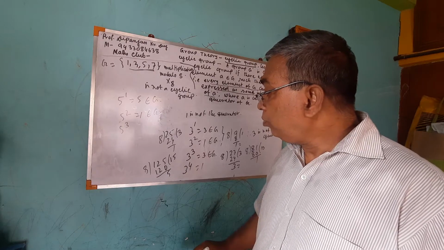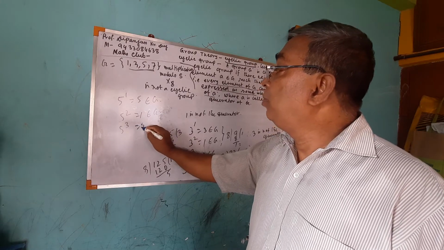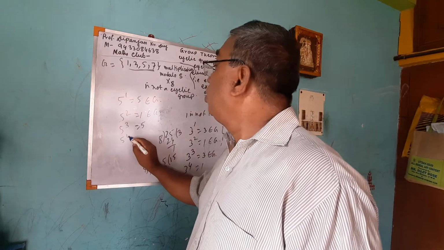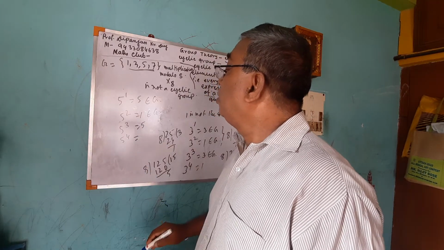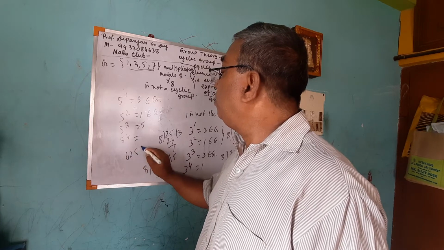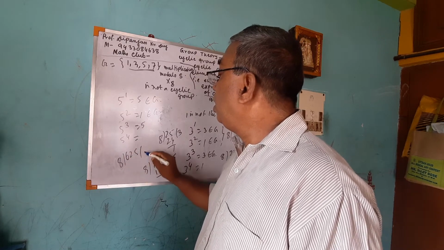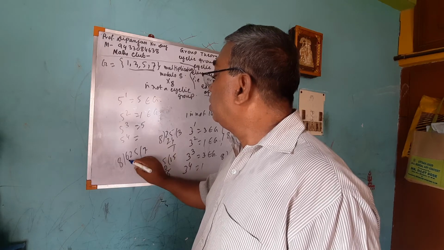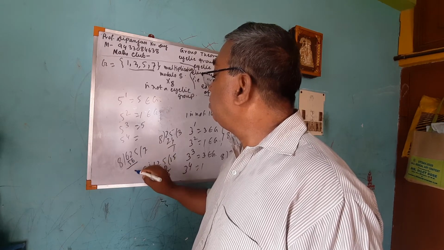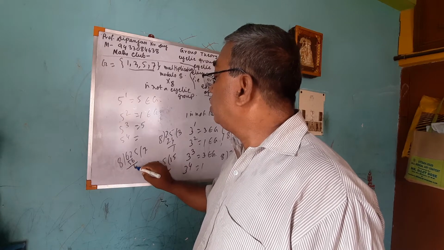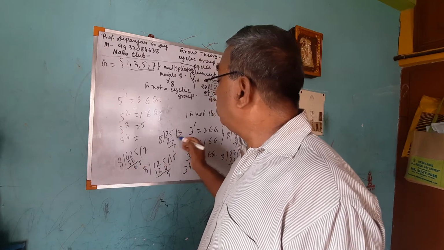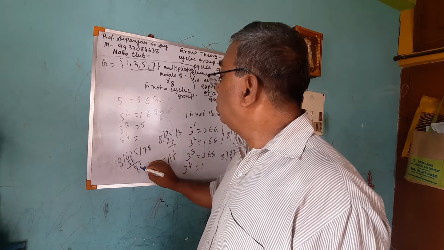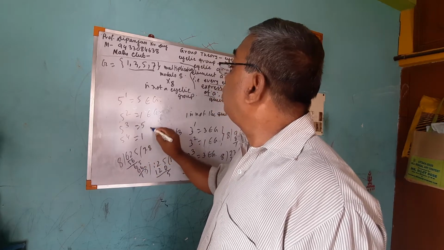The remainder is 5, so we are getting 5. You see, 1, 5, 1, 5 we are getting. Suppose 5 to the power 4, then we are getting 625. 625 divided by 8, then what is the remainder? 1 is the remainder. So we are getting 1.